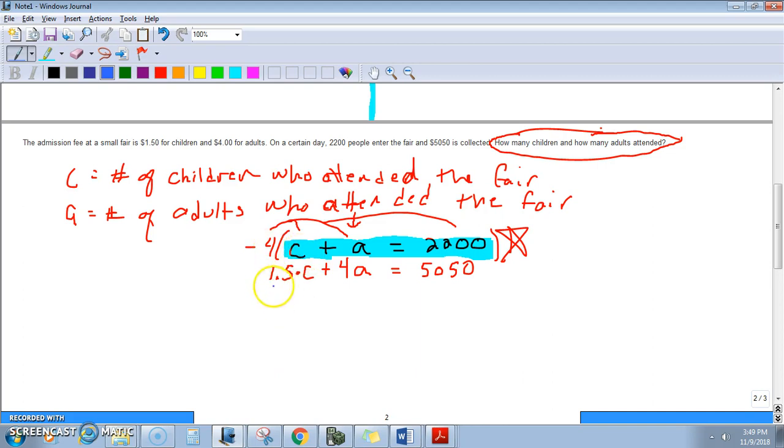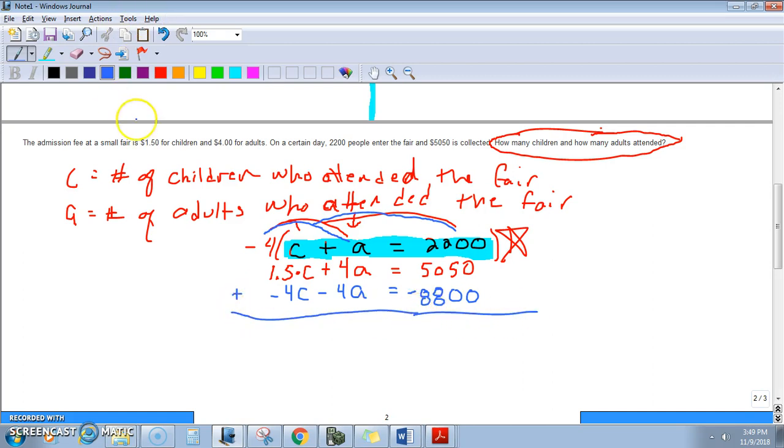So -4 times C gives me -4C. -4 times positive A gives me -4A. Equals, do not forget the other side, -4 times 2,200 gives me -4 times 2 is 8. 4 times 2 is 8. And then 0, 0, -8,800. Okay. Now we are going to combine those. We're going to add these two equations together.